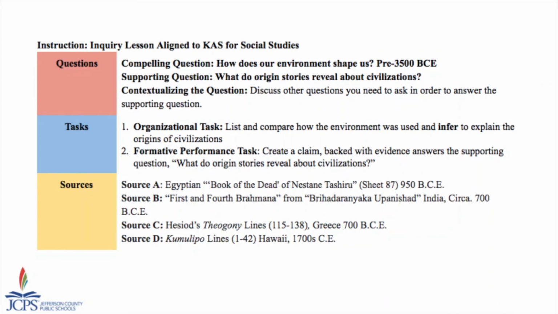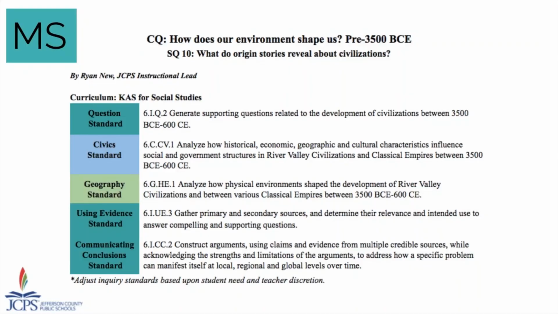And so you can see that by the very end, we're returning in reverse order. We've looked at the sources. Do they help us create a list in our organizational task? Absolutely. Do they help us answer the compelling question or the supporting question? Absolutely. And then do these actually embody the standards? So we've got questions. We've got looking at primary and secondary sources, determining their relevance and intended use to help answer a question. We're actually using and constructing claims as a way of doing so, according to communicating conclusions. We're looking at the physical environments and how they shaped civilizations culturally, which is exactly what the standards are talking about.